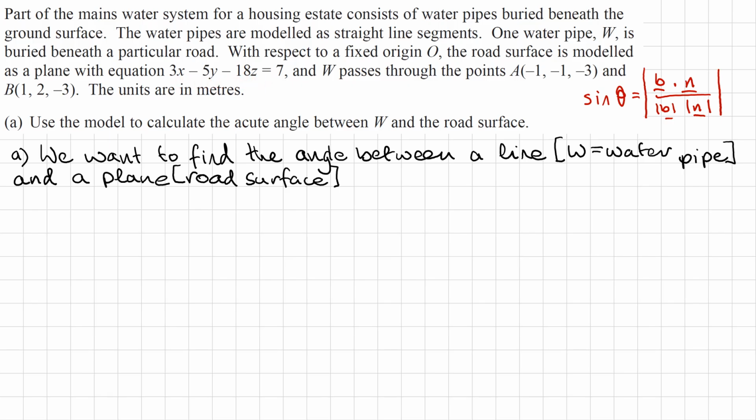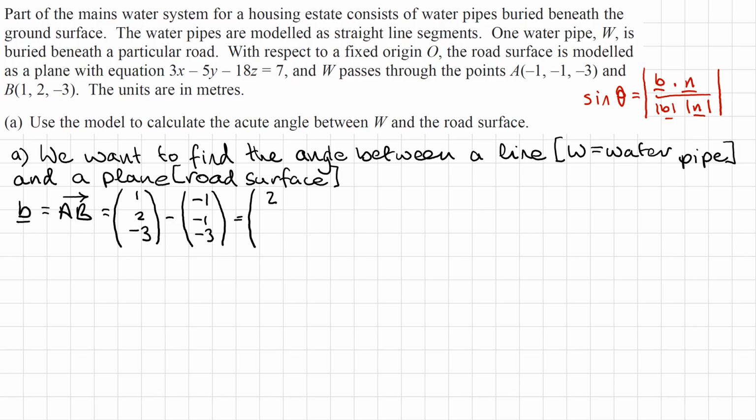So let's start first of all by finding a direction vector for the water pipe, which I'm going to call B. So B is going to be AB. To find that, I'll do (1, 2, -3), so this is point B, minus point A, (-1, -1, -3). And this will give me 1 minus -1, which is 2, 2 minus -1, which is 3, and -3 minus -3, which is 0. And in fact, any multiple of this vector will be fine as a direction vector for the water pipe.